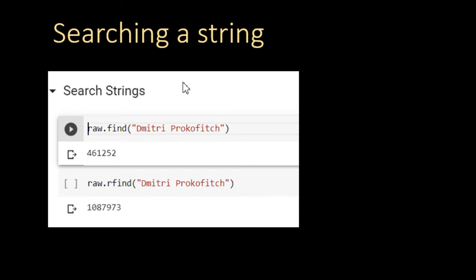To search the string, we can simply use the find method. It'll return the position of the first occurrence of the string we're looking for. We can also use the reverse find method to search the text from the end to the beginning. It returns the first position that the string occurs in from the end.